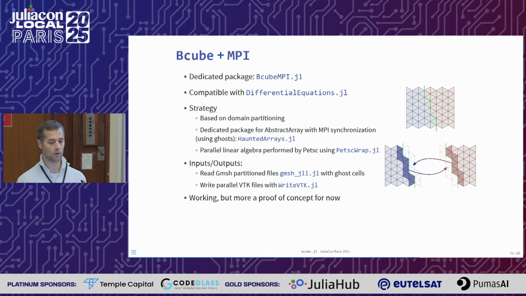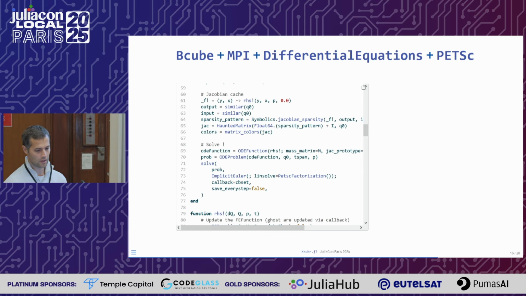So everything is working, like for the shared memory example, so it's very cool. But for now, it's more a proof of concept. We introduced a package that we not necessarily want to keep. We'd like to rely more on the Julia ecosystem and less on packages that we redevelop each time.